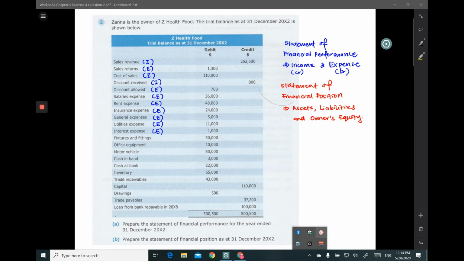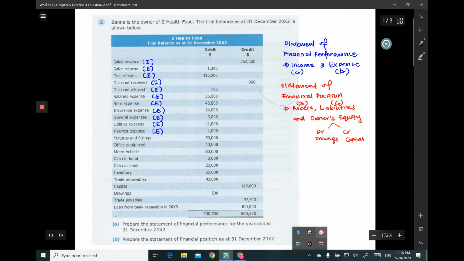Belonging to the statement of financial position are essentially your assets, liabilities, and owner's equity. It's also easy to identify when the accounts are shown with the debit and credit balance, because assets should have a debit balance and liabilities should have a credit balance. Owner's equity can be either debit or credit: if it's a debit balance, it belongs to your drawings, and if it's a credit balance, it's for your capital.